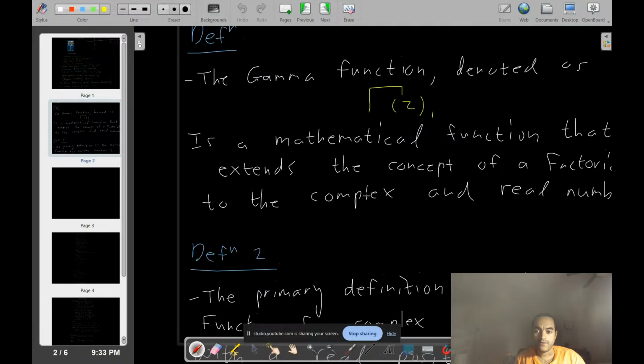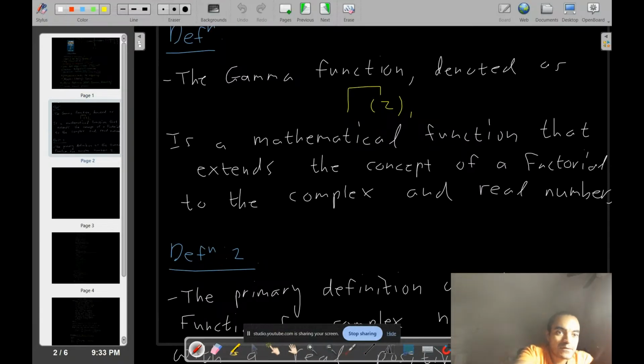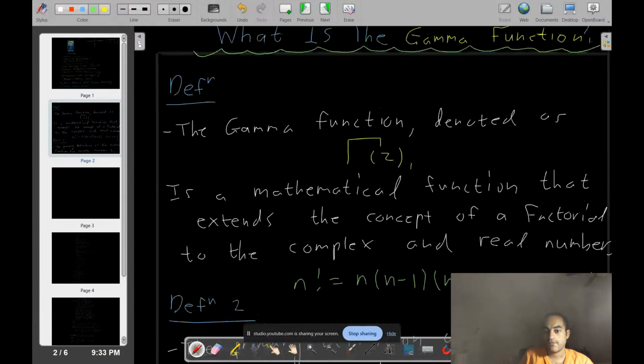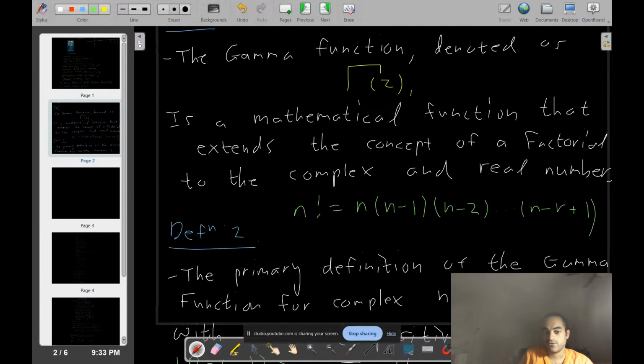So I'm just going to put down again what a factorial is. n factorial is equal to n times n minus 1 times n minus 2 and so on, down to n minus r plus 1. If I were to find, let's say, 3 factorial, for those of you who don't know, n is 3. That's 3 times 3 minus 1 times 3 minus 2, and so forth. 3 factorial comes out to be 6 if you calculate it. That is what a gamma function is related to, the factorial function.